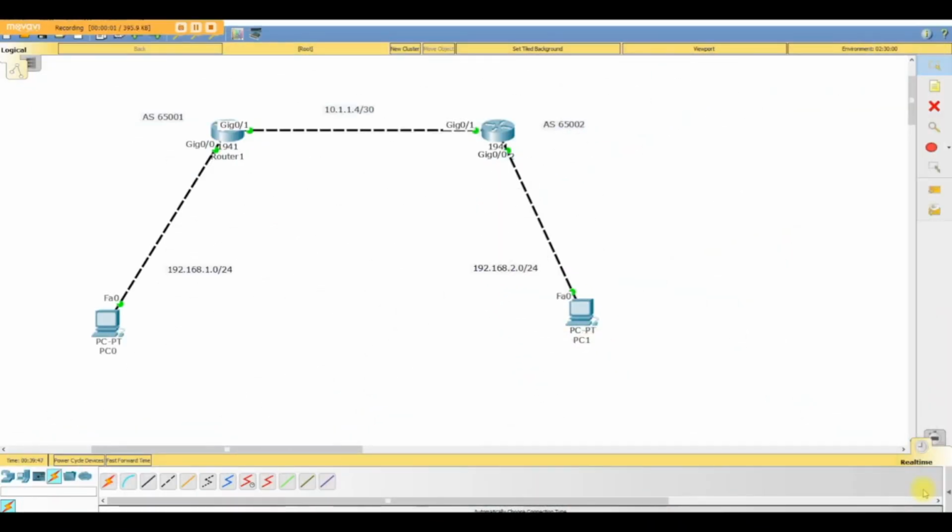Welcome, everyone, to the most basic or minimal configuration that you could do for external BGP. Now remember, it's external BGP because we're going through different autonomous systems. If they were the same autonomous system, then it would be internal BGP, right?